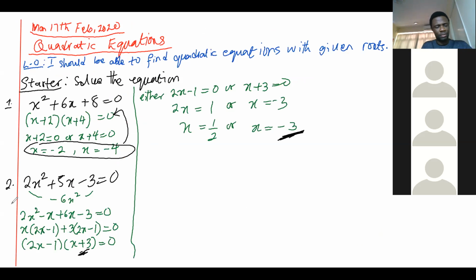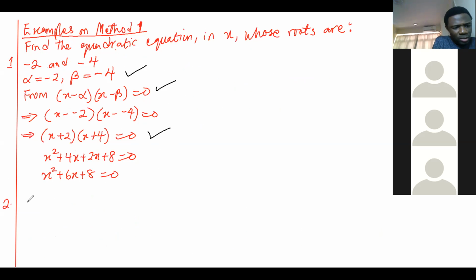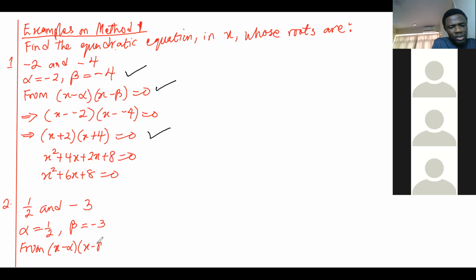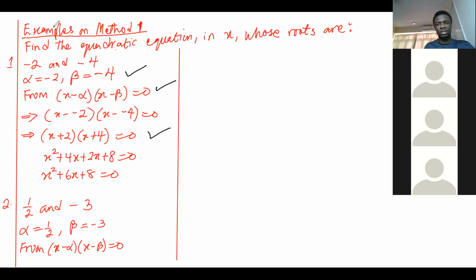The second, whose roots are 1 over 2 and negative 3. Again, my alpha here will be 1 over 2 and my beta here is negative 3. And I'm going to state what I'm doing again, I want that stated all the time. Who can remind me the reason I said you should always state formula all the time? So you can find which step is wrong and you can change it. Not really, but nice try.